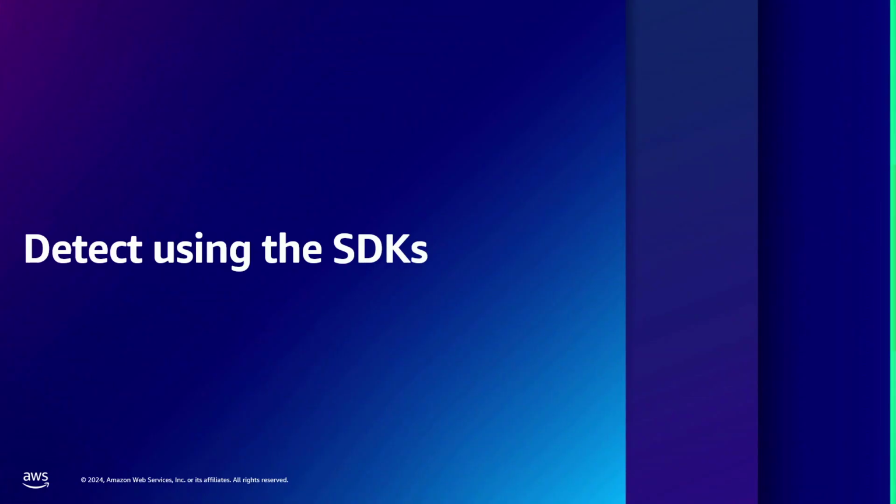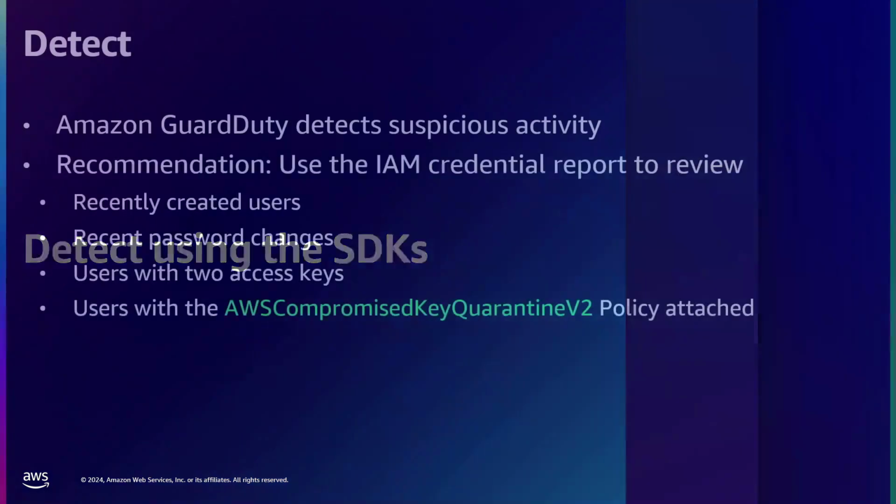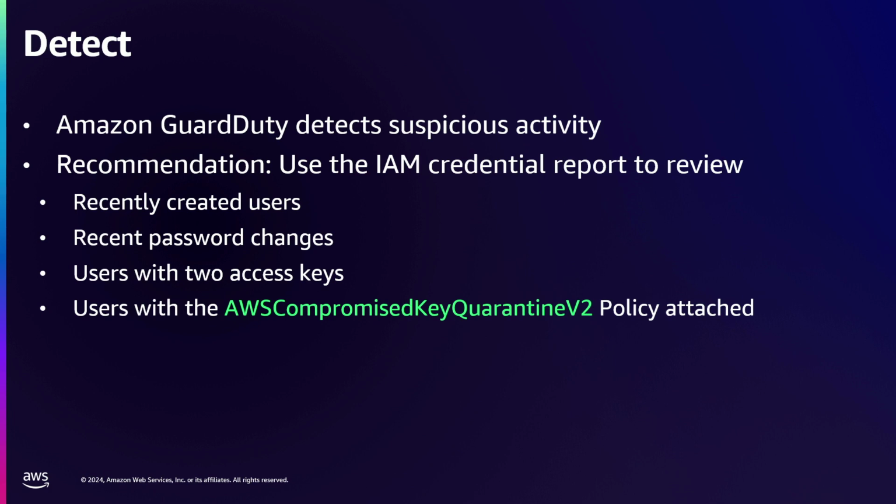So let's have a look at how you can do this as well, using the SDKs. So let's say hypothetically that Amazon GuardDuty has detected suspicious activity in one of your accounts. One of the recommendations in this case is to use the IAM credential report to review things like recently created users and users with 2 access keys. We can use Python and the AWS SDK for Python, Boto3, to programmatically download the report and then investigate it based on the logic that we want to use.